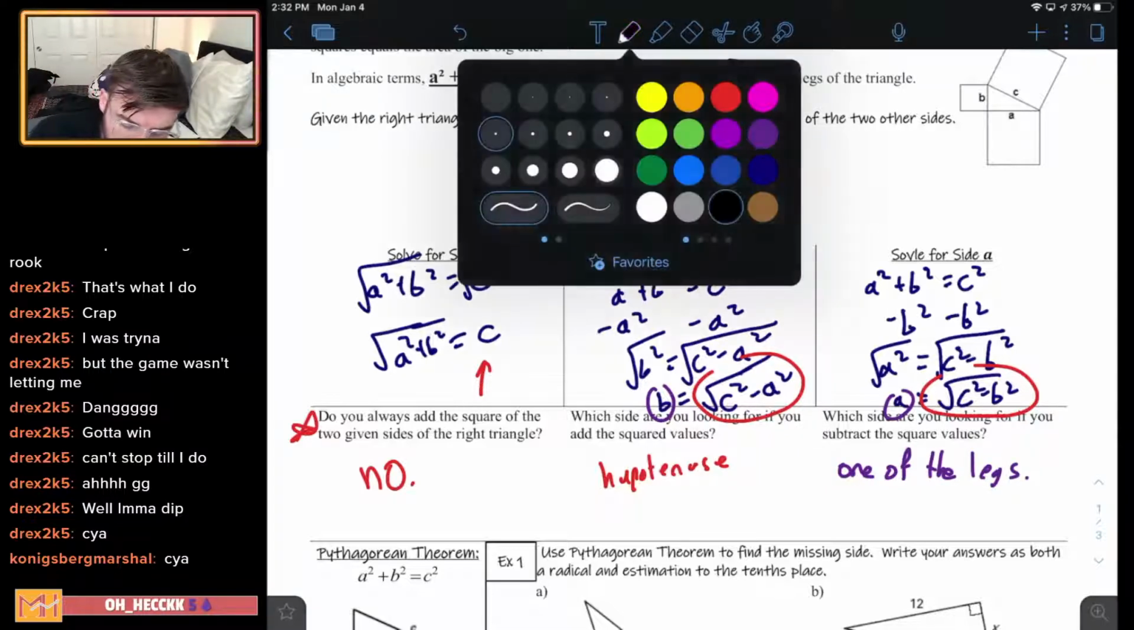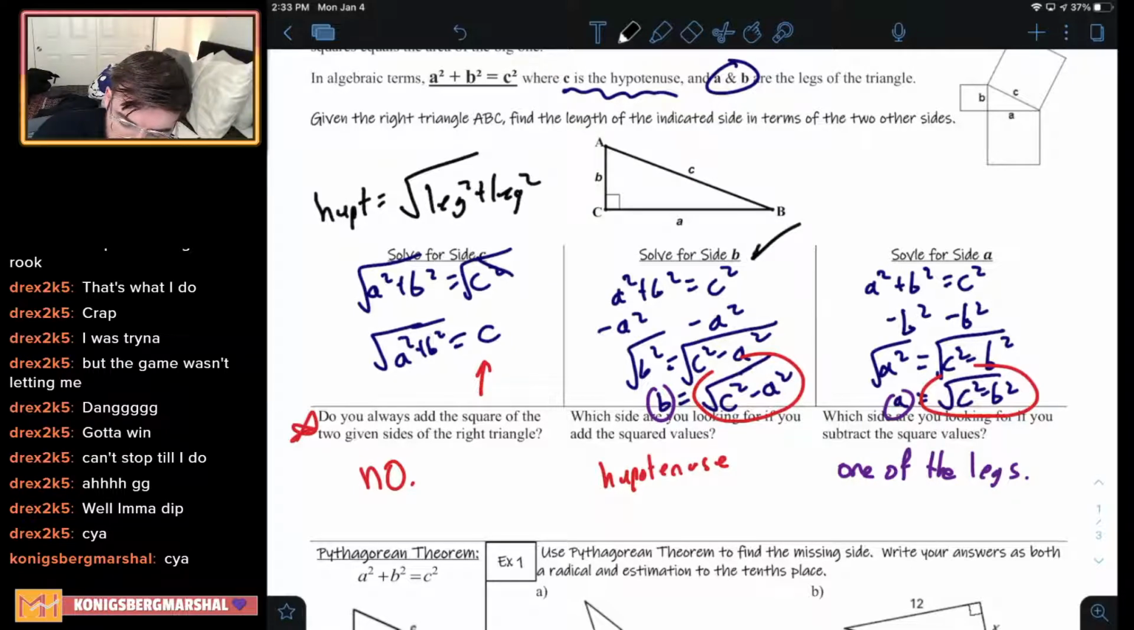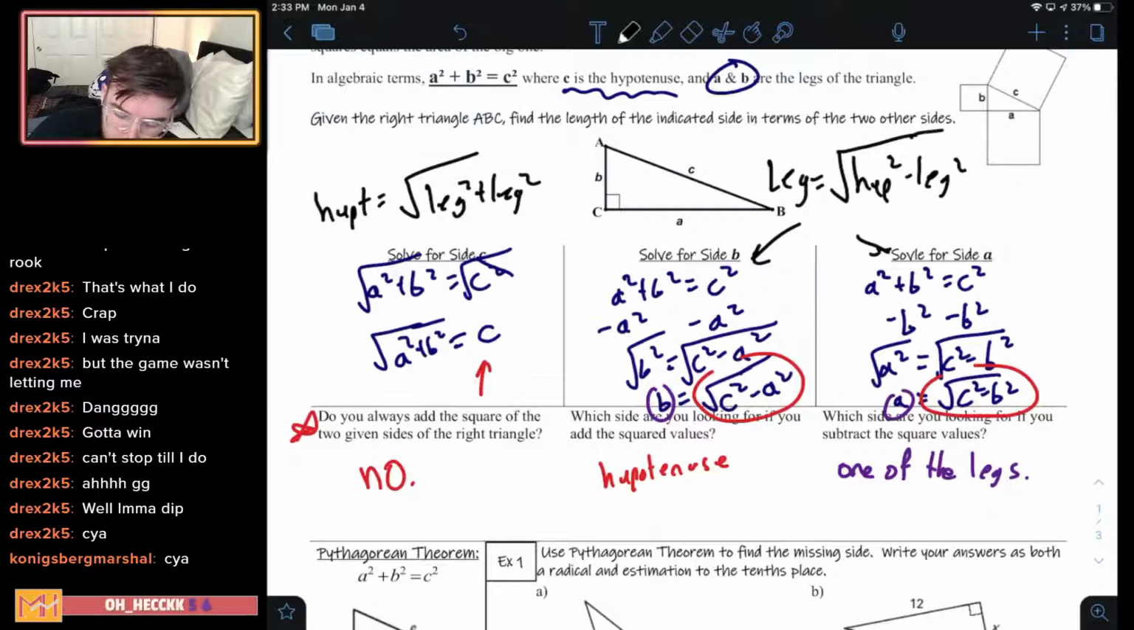So in general, hypotenuse equals the square root of leg squared plus leg squared. And if you're solving for a leg, its leg equals the square root of hypotenuse squared minus the other leg squared. That's kind of an easy way to generalize what we're looking at there.